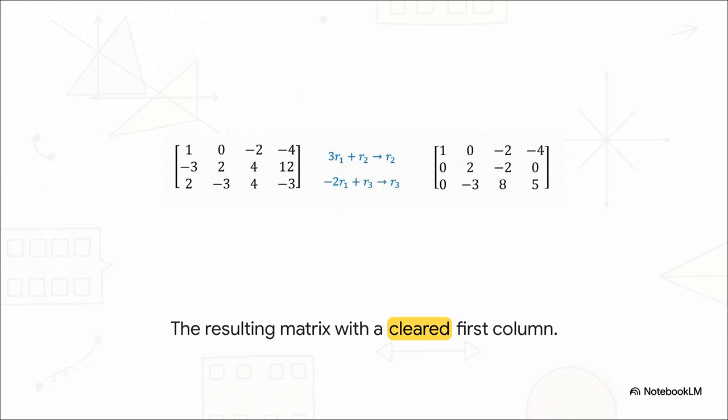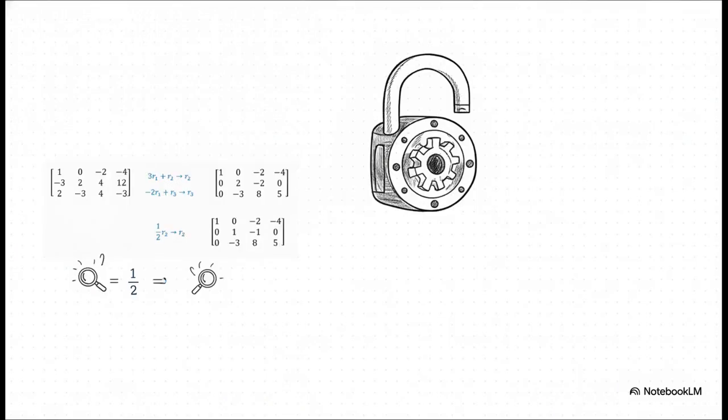Step 1 is done for the first column. So we shift our focus down and to the right, landing on the middle entry of the second row. Okay, we need that middle 2 to become a 1. How do we do that? Super simple. We just multiply that entire second row by 1/2. By doing this, we effortlessly create our next leading 1 in the second column.